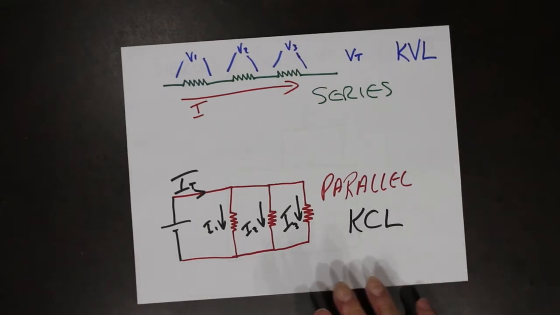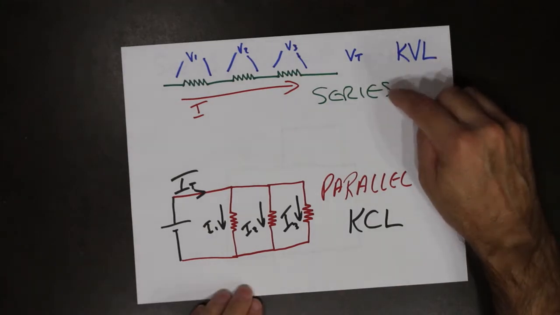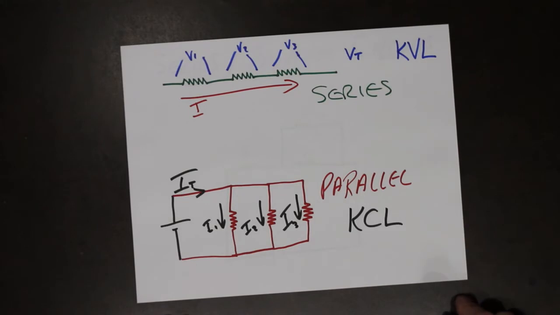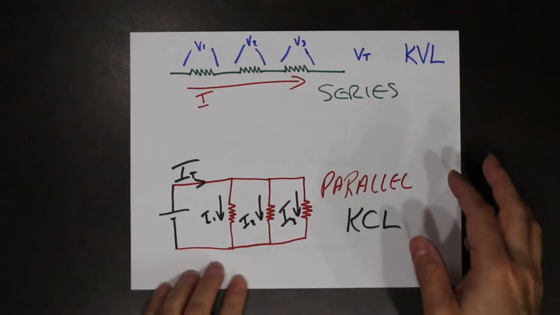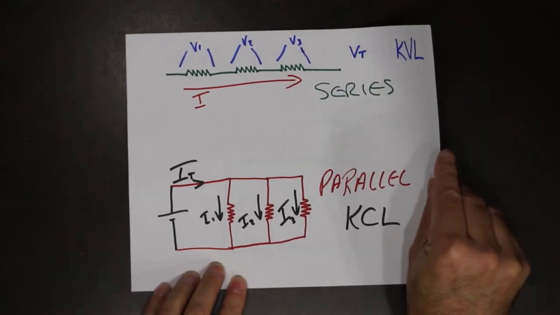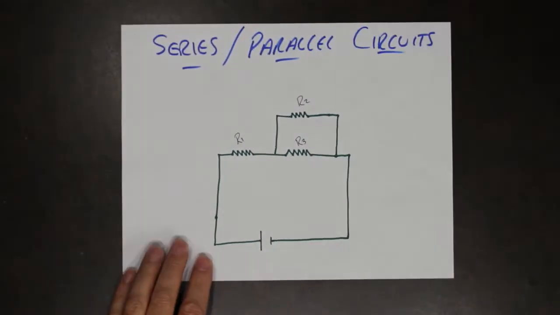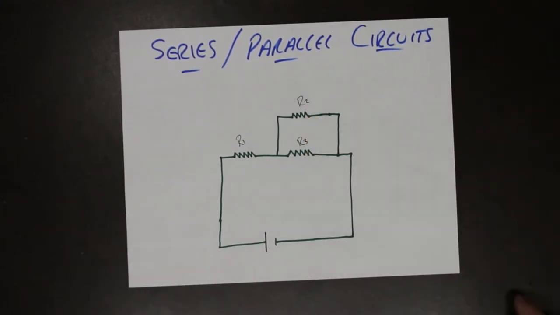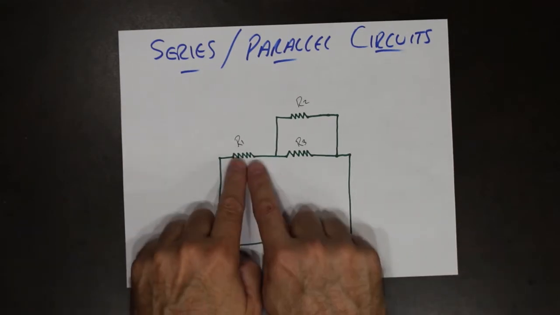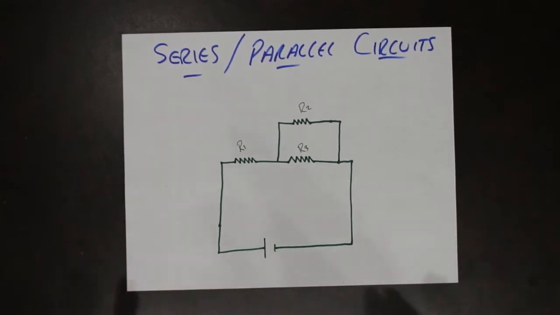Now, that's all really self-explanatory now that we know what series is and we know what parallel is. But in a real-life circuit, we actually find combinations. So that means that there are some resistors that are going to be in parallel with each other, and other things that are going to be in series with each other. And we have to figure out how to solve these particular circuits.